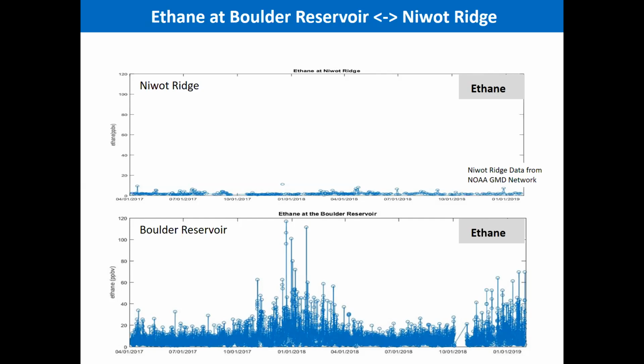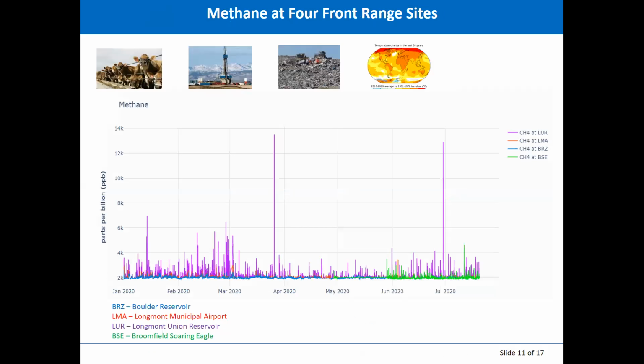So this is one of these oil and gas tracers, ethane. These graphs are on the same scale, and they show ethane at Niwot Ridge and ethane at the Boulder Reservoir. You can see very nicely how at the Boulder Reservoir it goes up and down, up and down, up and down all year round. This is a year and a half of data, and levels there are much higher overall than in the air that's moving into the region.